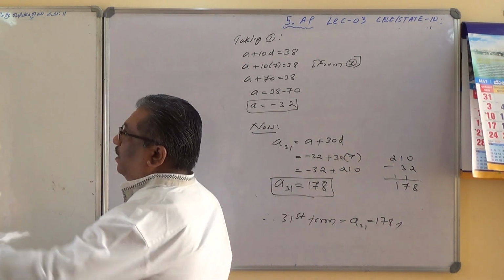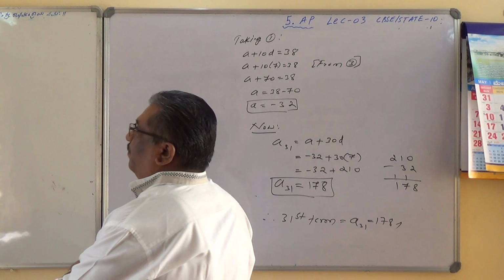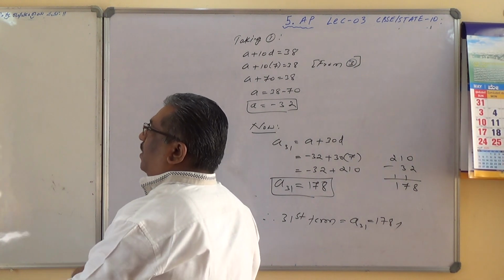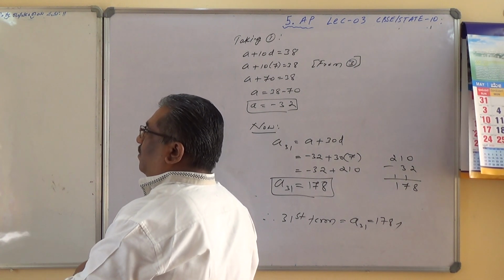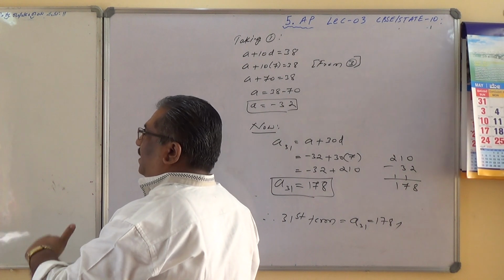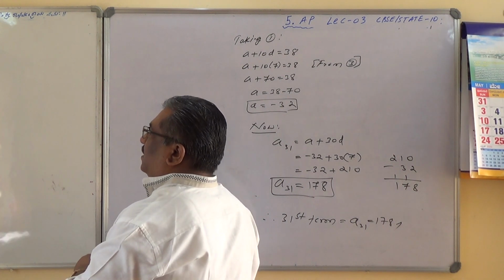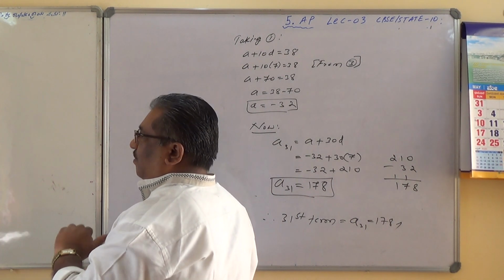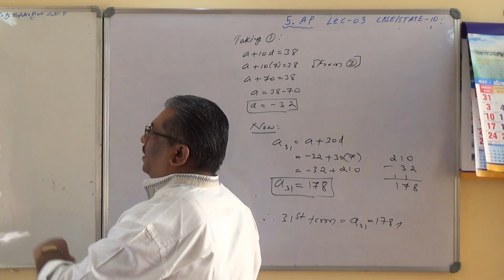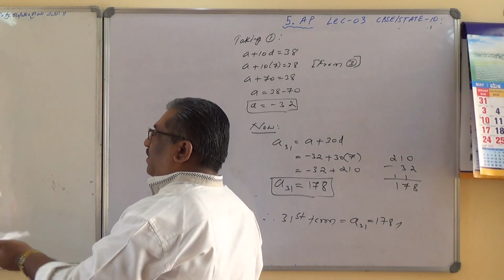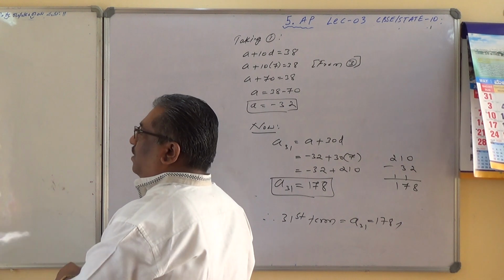Next one, eighth one. An AP consists of 50 terms. Okay, n is equal to 50. Third term is 12. A3 equals 12. Last term is 106. Find 29th term. You understood? Find 29th term. It is similar to the 7th one. If you can solve it, it is a really good thing.